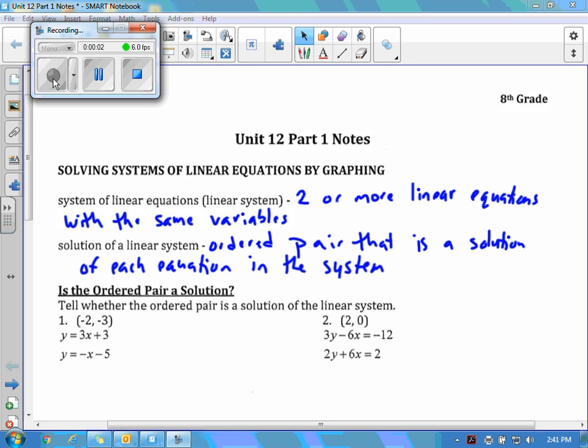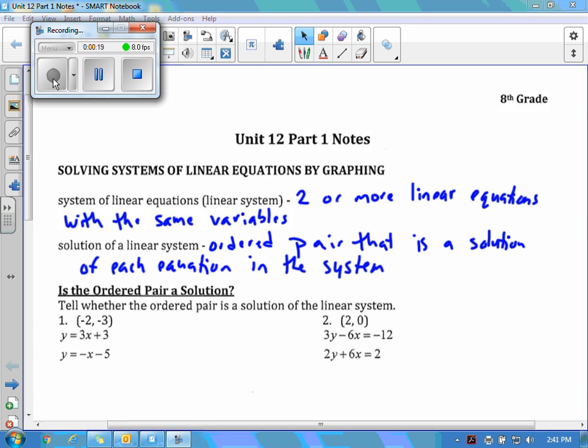We are moving on to Unit 12. Unit 12 will be the hardest unit. We'll probably cover the whole year. We're building on what we've learned about graphing linear equations and solving linear equations, doing stuff in slope-intercept form, all that kind of stuff. We're building on all that, and now we're going to work with systems of linear equations.